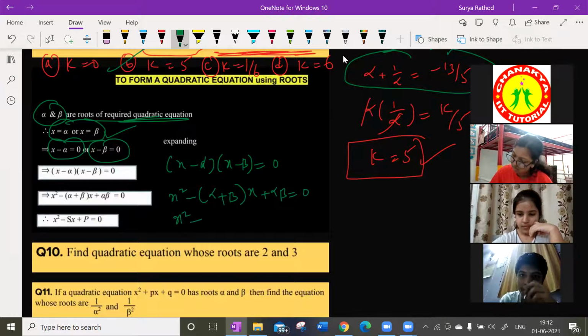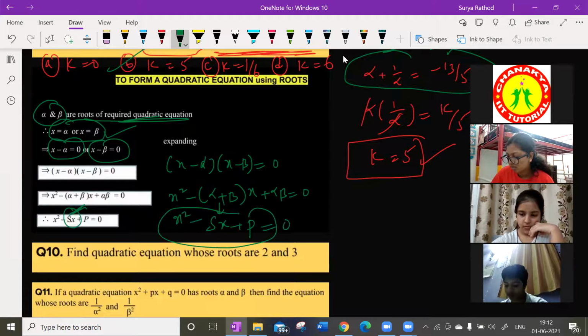So x square, this is the sum of the roots. So S means sum of the roots, so S into x, plus alpha beta, which is the product of the roots. I'm denoting it with S and P here, is equal to 0. So that is how you can expand this.